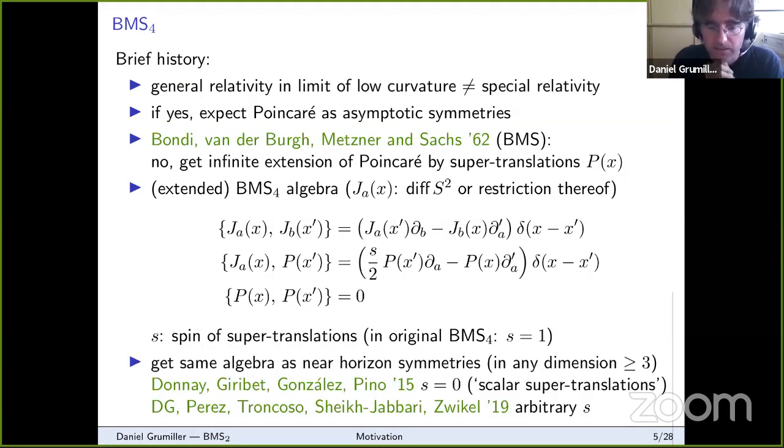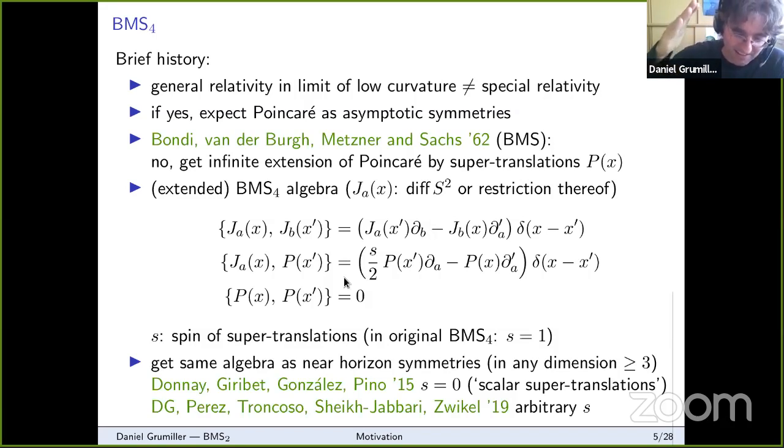And let me put this as an aside, but I think it's an interesting aside. You find the same symmetry algebra as near horizon symmetries in any dimension bigger or equal to 3. And this was shown first by Laura Donnay and collaborators about 5 years ago. So they found this algebra for the case s equal to 0, so scalar supertranslations. And last year, together with a postdoc here in Vienna, with Céline Zwikel and collaborators, we found that you can actually generalize to arbitrary spin.